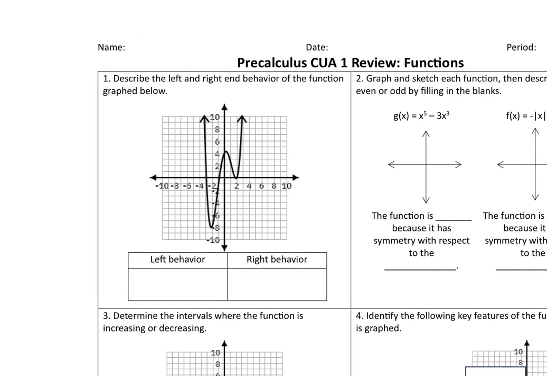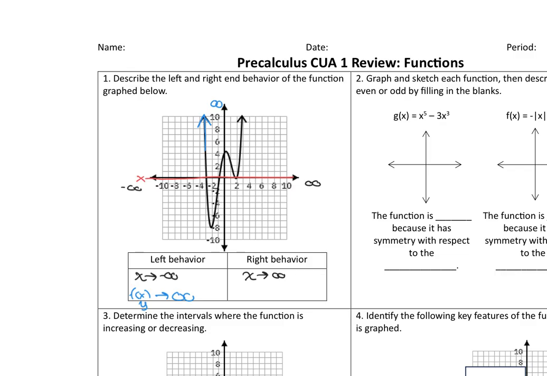Number 1 says describe the left and right behavior of the function graph below. This always starts with the left side, called x approaches negative infinity, and the right side, called x approaches positive infinity, because this way we're going to negative infinity, and this side is positive infinity for the x-axis. On the left side, going towards negative infinity, the graph itself is going upwards. So we would say f of x, or we can call it y, approaches positive infinity.